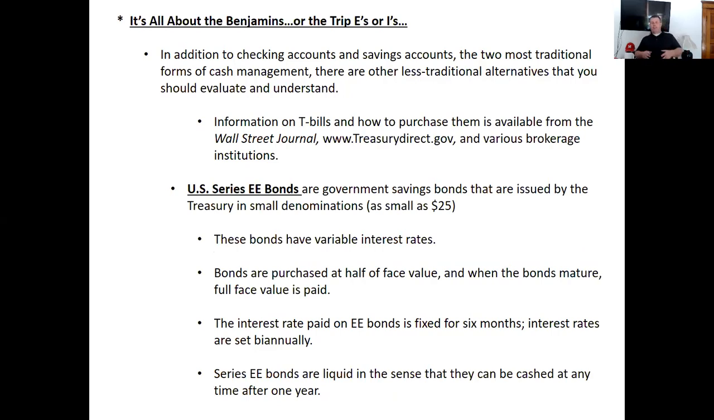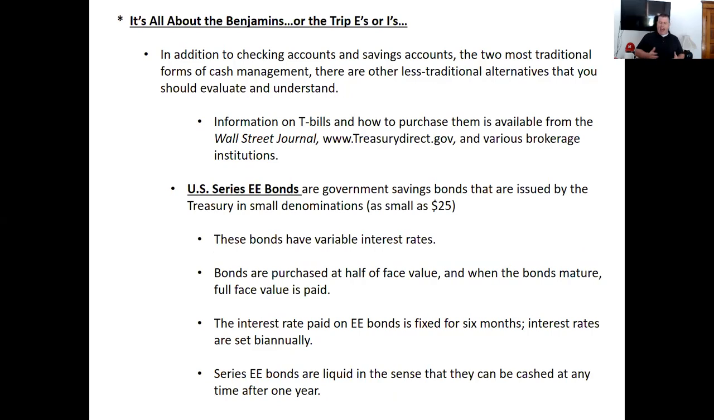Other forms of debt include bonds, and that's really all a bond is, an IOU. United States Series EE bonds are government savings bonds that are issued by the Treasury in small denominations as small as $25. And these bonds have variable interest rates.